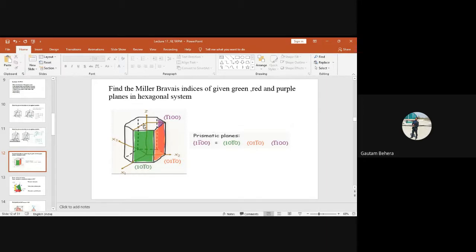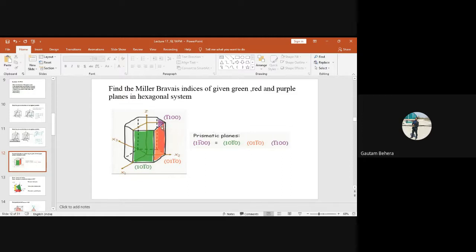And finally, this plane is completely parallel to the z direction. The z direction is parallel to this plane, so again it will be 0 because they will meet at infinite distance. So 1 by infinity is equal to 0. So this is 1, 0, 1 bar, 0. So this plane is done.